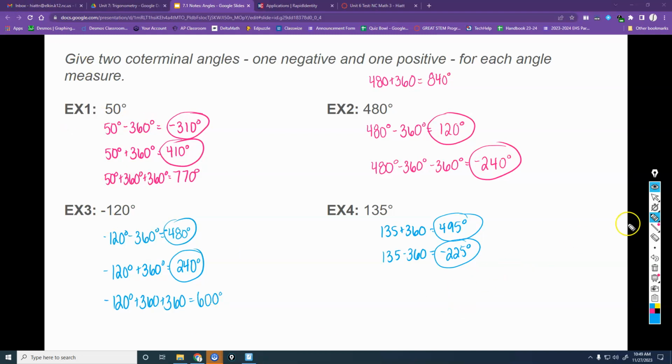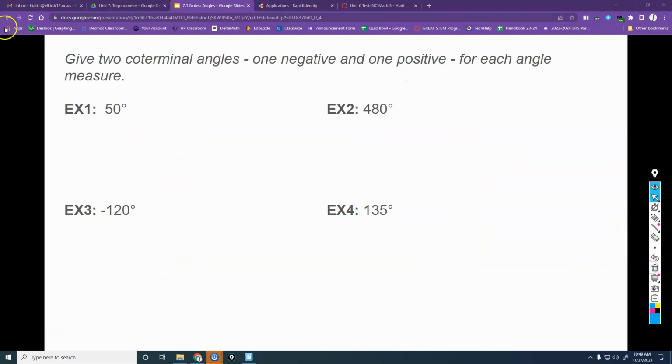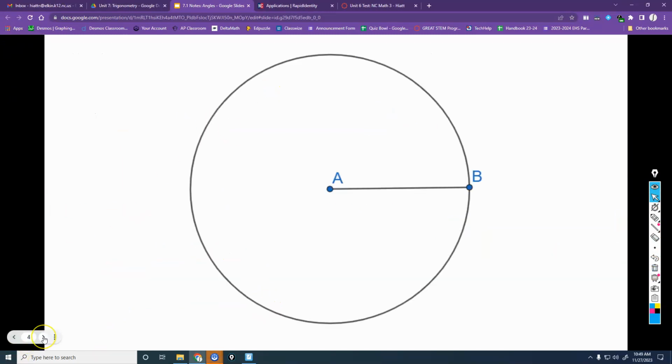Now, the state of North Carolina believes that you guys need to know about radian measures. And I said this earlier. Radian measures are something that is used a ton in higher level math. Now, I know that there are a lot of you that do not plan on doing much math past this course, or Math 4 is as far as you plan on doing much of.